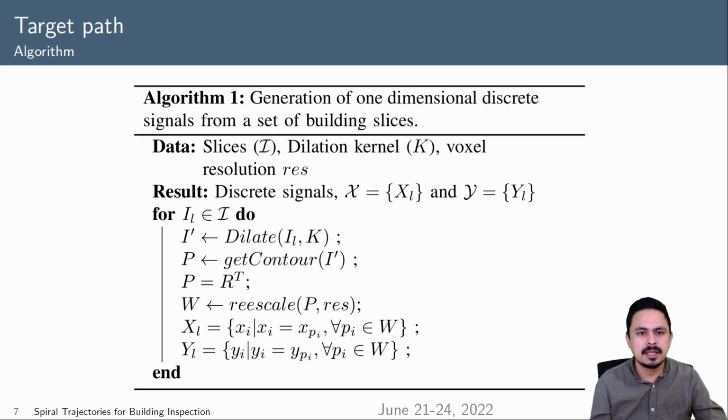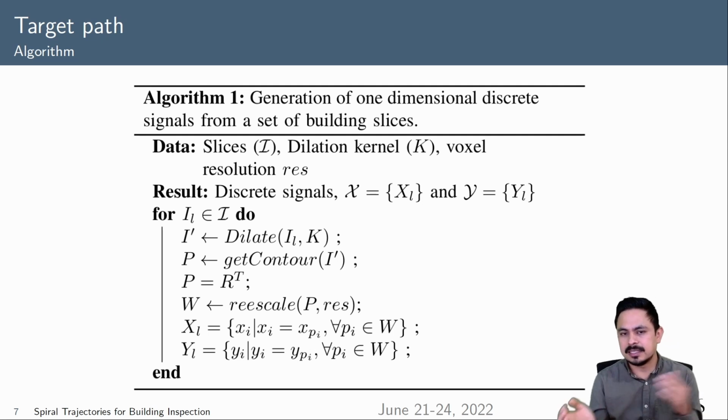So, assuming that we have already computed the slices for the voxel map, we apply this algorithm that converts the slices into discrete signals for each of the components of the path. So we start with the slices, and then we dilate all these slices by a kernel that is specified according to the distance from the camera to the building.